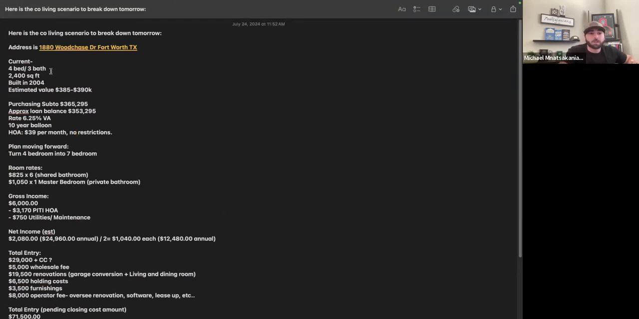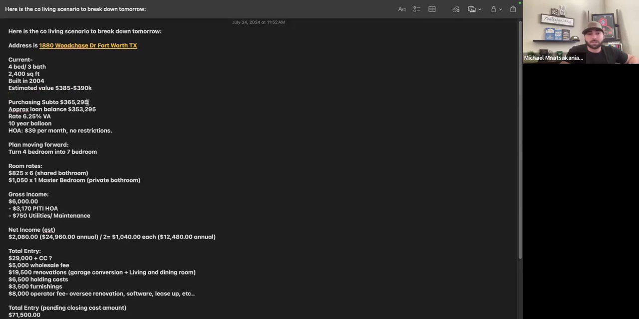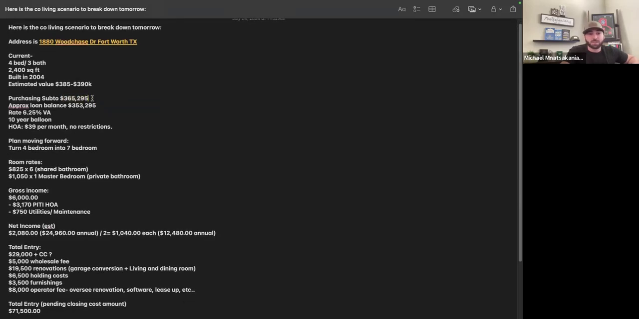Okay, so it's a 4-bed, 3-bath currently at 2,400 square feet, built in 2004. Estimated property value is around $385,000 to $390,000. They're purchasing it subject to the existing loan at $365,000. They're purchasing this property as a sub-2 deal. The loan balance is $353,295. I would assume the difference is going to the seller instead of it being financed, since I don't see anything about seller financing. So the difference between these two is going to get paid out to the seller.